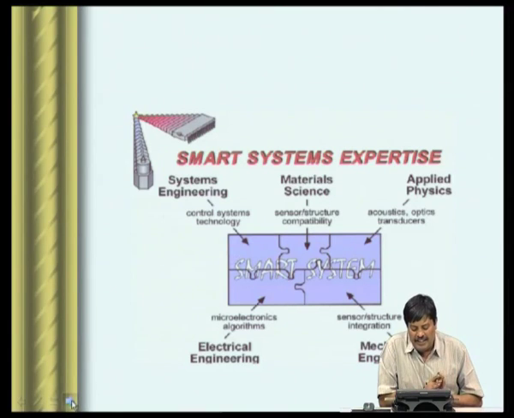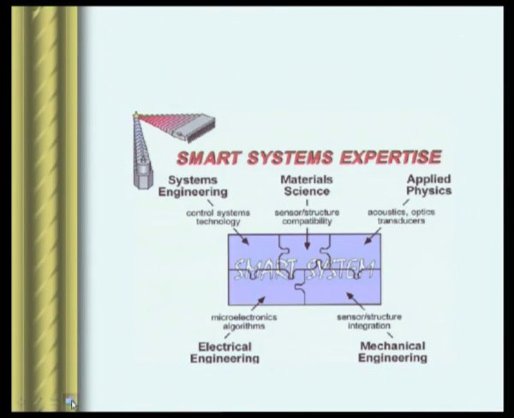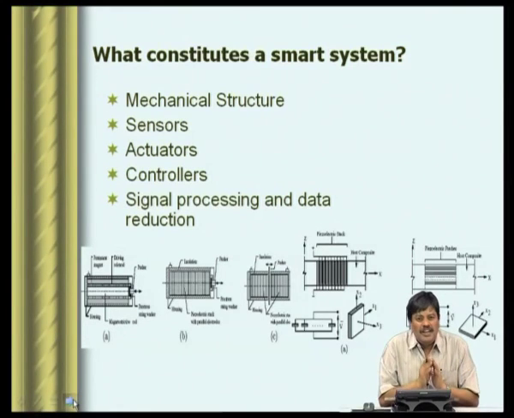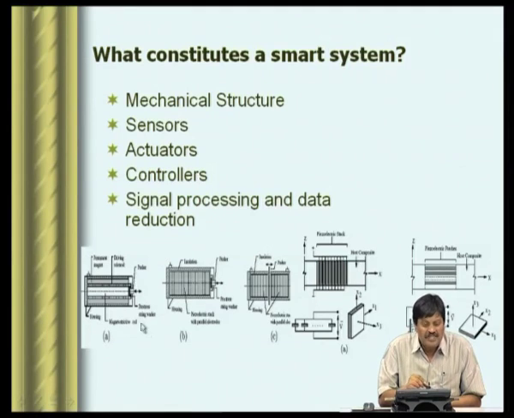In the area of electronics and electrical engineering, we need to understand microelectronics because of the microsystems, and in mechanical engineering, we need to understand sensor and sensor integration. So, it basically can be thought of as a big jigsaw puzzle put together without clear demarcations. There may be overlap between many areas of engineering and science. So, in summary, we can say that a smart system constitutes mechanical structures, sensors, actuators, control, signal processing and data reduction. So, here are a few smart sensors and actuators that have been shown here.